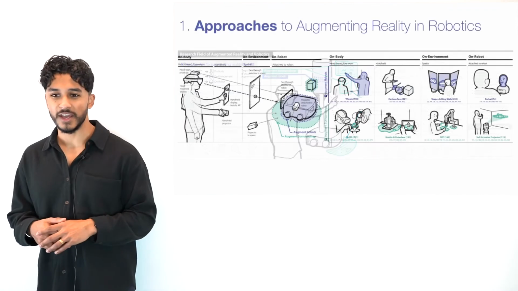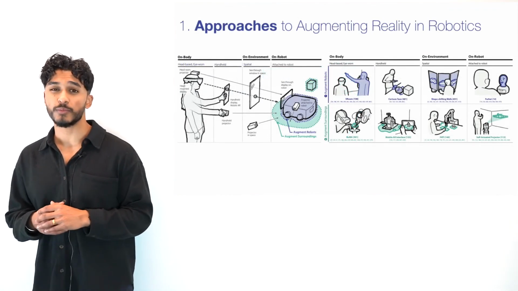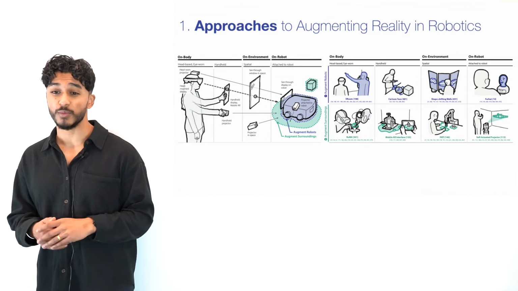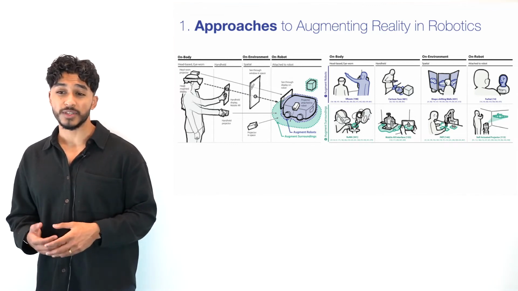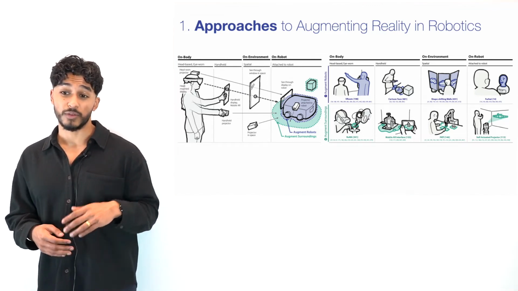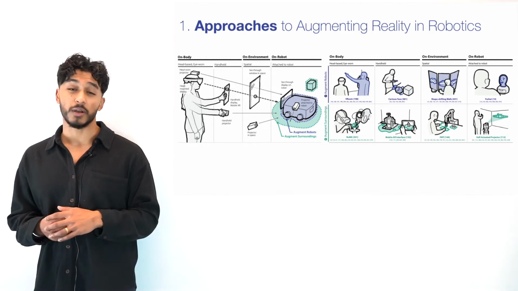Hi, I'm Adnan, and I'll pick up where we left off. In terms of approaches to augmented reality in robotics, we had on-body, on-environment, and on-robot. And that could be done whether augmenting the robot or augmenting the surroundings.